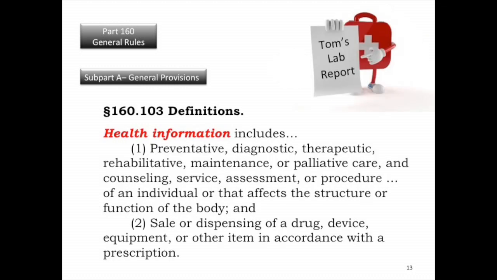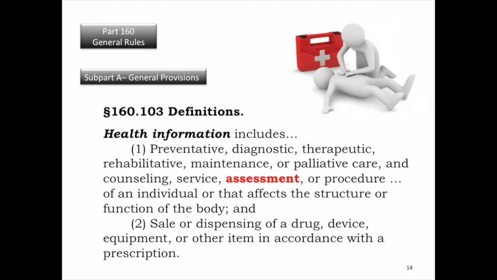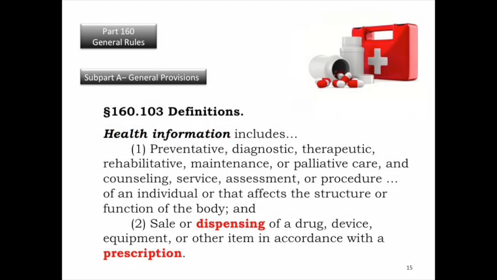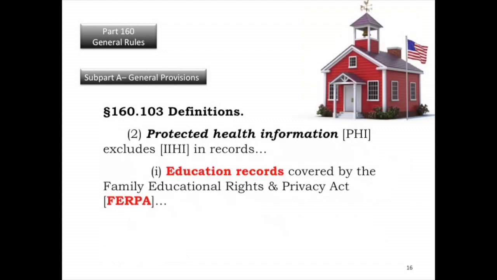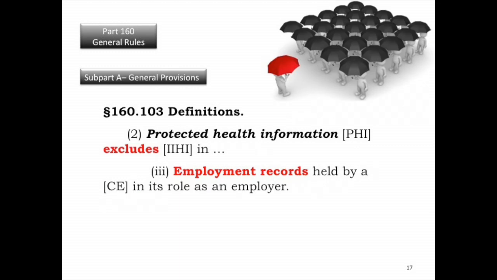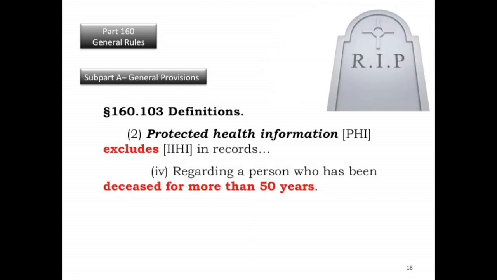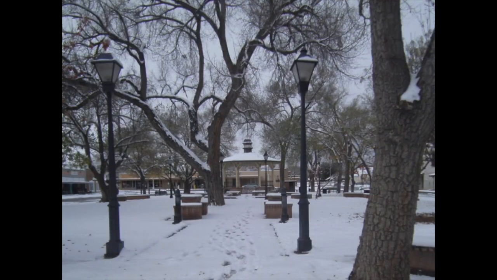Health information is broadly defined. It could be a paramedic's assessment or records for dispensing prescription products. PHI excludes education records because those are covered by FERPA. PHI also excludes employment records held by a covered entity in its role as an employer. PHI also excludes health information about a person who is deceased for more than 50 years.